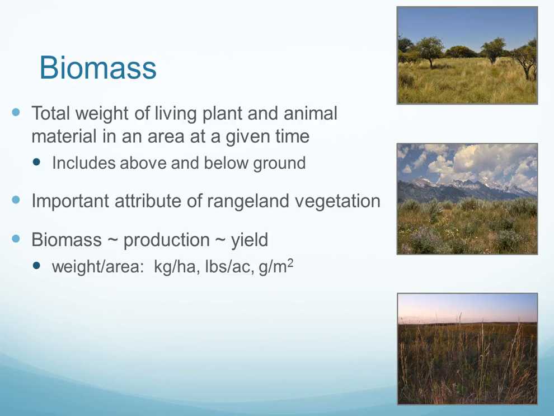These terms have different definitions and different connotations, but they do share in common the same basic unit that we measure biomass production and yield in terms of: weight over a unit area. The most common units used to measure biomass are kilograms per hectare, pounds per acre, or grams per meter squared.